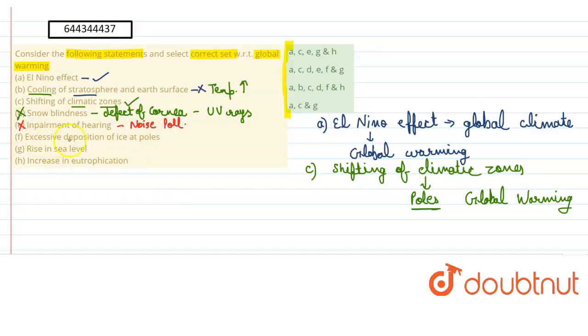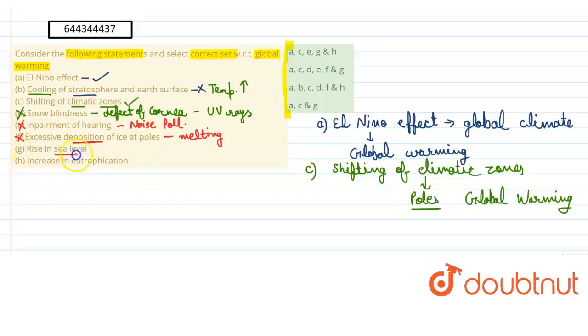Next we have excessive deposition of ice at poles. Now excessive deposition, if we consider global warming, then there should be melting of the ice at poles due to the rise in temperatures, but not the deposition, right? So this statement is also wrong. It is not related to global warming.